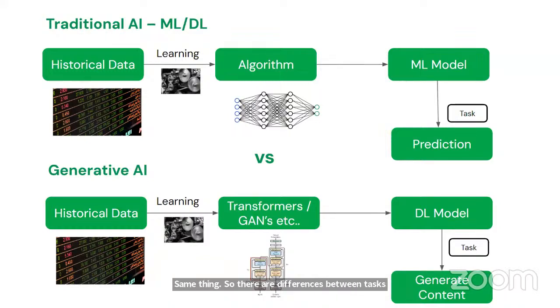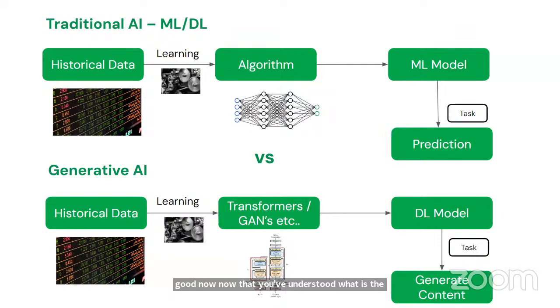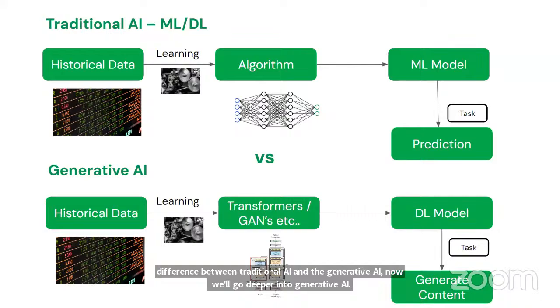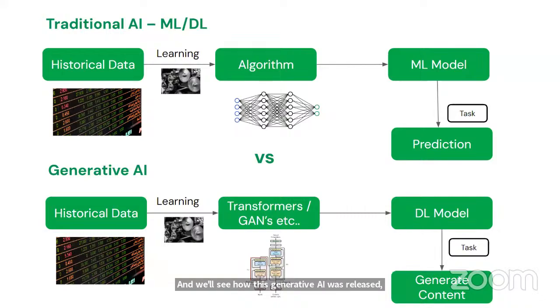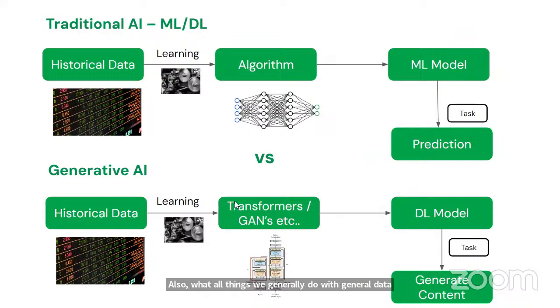Okay, cool. Now that we have understood the main difference between traditional AI and generative AI, we'll go deep dive into generative AI, and we'll see how generative AI rose, what type of models we have, what the use cases are, and also what all things we generally do with generative AI. Okay, cool. So any questions up to now, from you guys or online? Any questions?